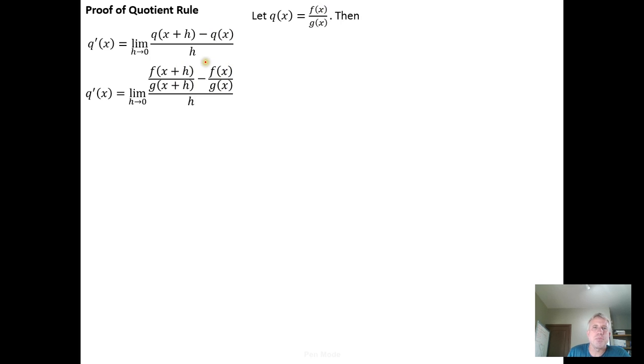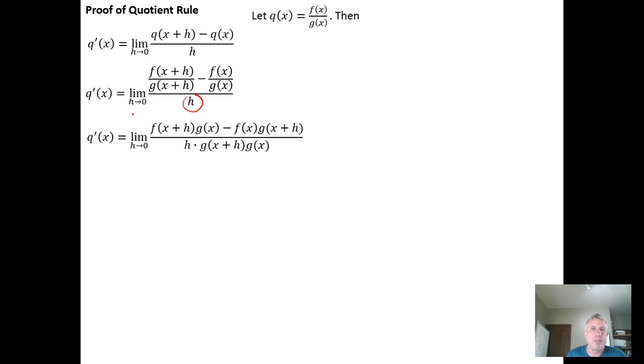And anytime we have a subtraction of ratios going on, it kind of screams at us that we should probably investigate finding a common denominator and seeing what that looks like. So to get a common denominator here, we would just be multiplying this term by g of x over g of x, and this would be multiplied by g of x plus h over g of x plus h. And we know if we're dividing everything up here by an h, that's the same as multiplying by the reciprocal of h.